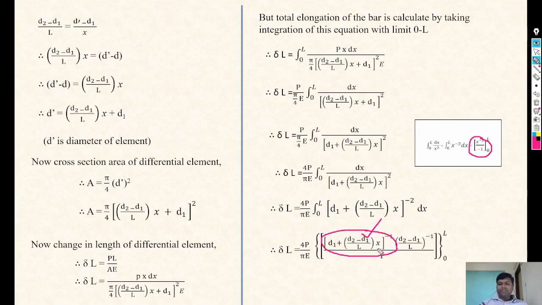So we have to take the derivative of the term. We know that the derivative of, suppose, ax with respect to x is a. Like this, we have to take the derivative of this term. So the derivative of this is (d2 minus d1) by L into x square. Hope you are getting this equation.